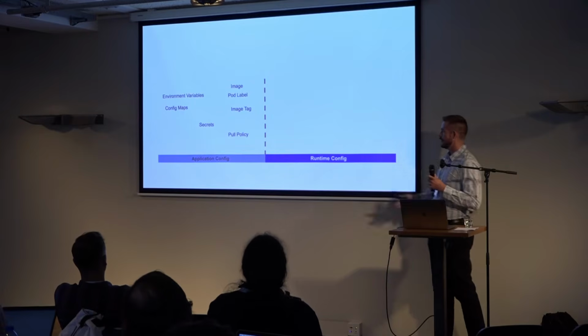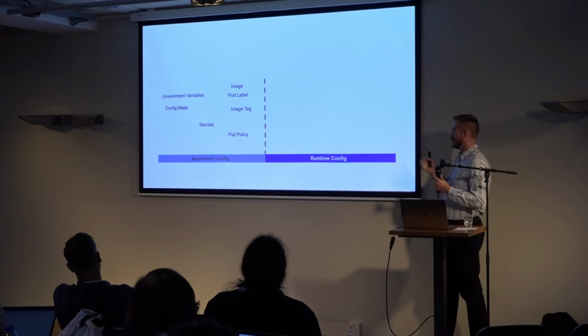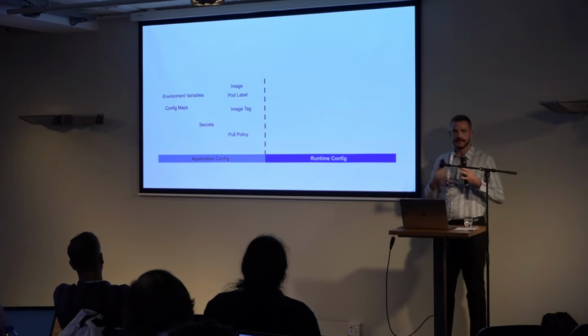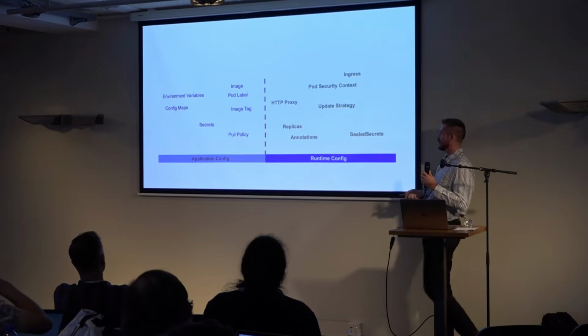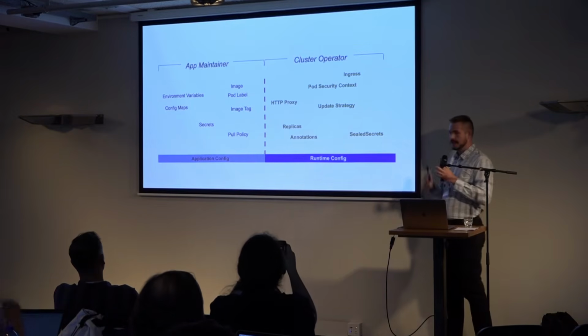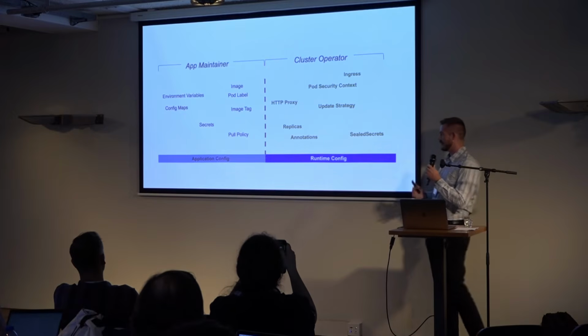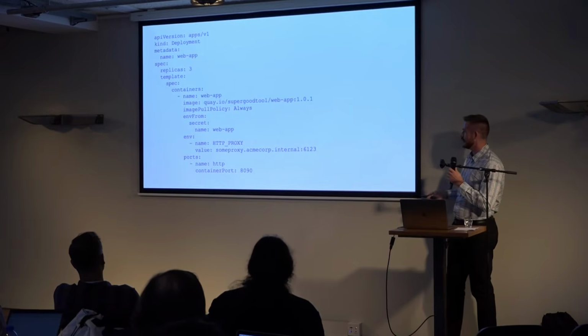So on the app side, you have environment variables, config maps, image tags, pull policies, the thing that the app maintainer really knows about and is prepared to execute against. And then on the other side, you have the things that would be owned by the cluster operator, things like ingress, pod security context, HTTP proxies, all this other runtime stuff. And we can see these fields in a real life object.